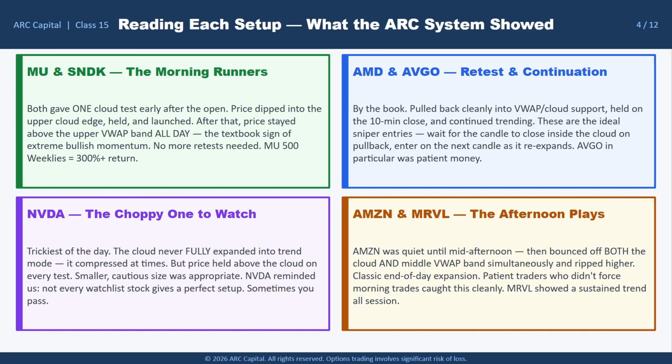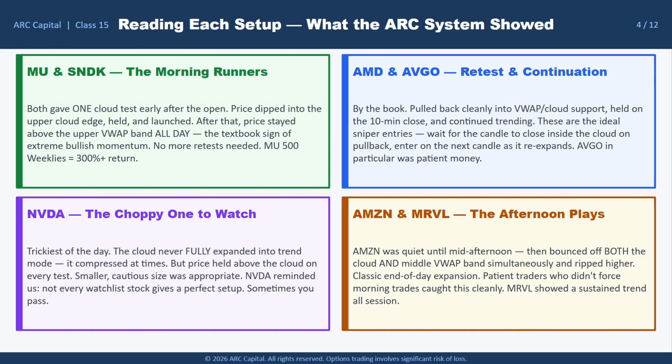They came up a little, and then we came back down to the cloud, came back to reality, and waited for the pop. After that, price stayed above the upper VWAP band all day. The textbook sign of extreme bullish mode. No more retest needed. MU 500 weeklies equal to 300% return at the top of those contracts on Rich's final sell.